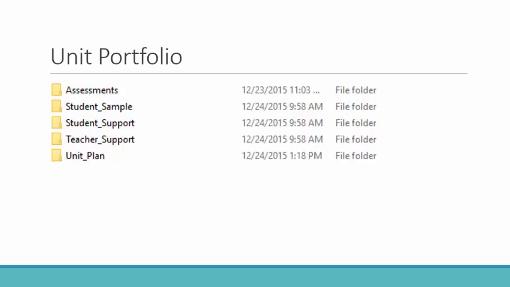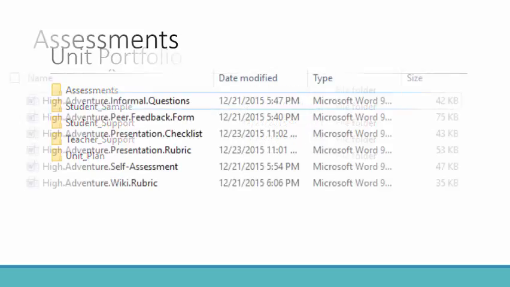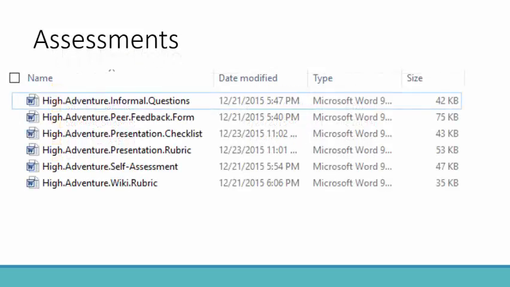Okay, now you can see on the screen there are 5 folders in my portfolio: key assessment, student sample, student support, teacher support, and unit plan. About the assessment, I'm going to use informal questions, clear feedback form, presentation checklist, presentation rubric, self-assessment, and weekly rubric.